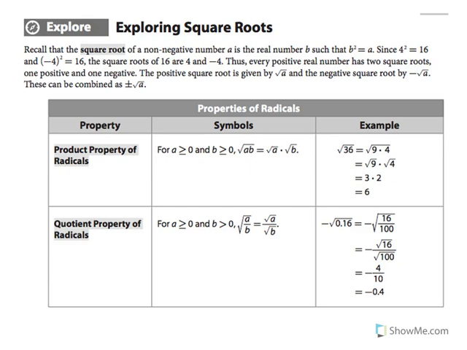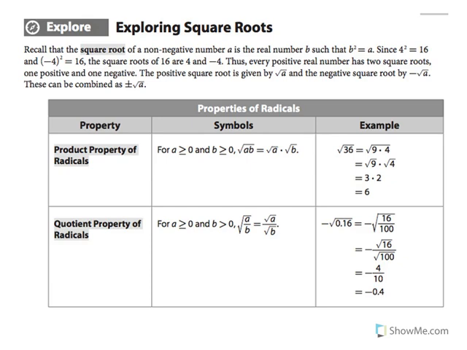Properties of radicals. For a greater than or equal to 0 and b greater than or equal to 0, the square root of the product a times b equals square root of a times square root of b. Example: square root of 36 can be written as square root of 9 times 4, which is equal to square root of 9 times square root of 4. Square root of 9 is 3, square root of 4 is 2, so 3 times 2 is equal to 6.